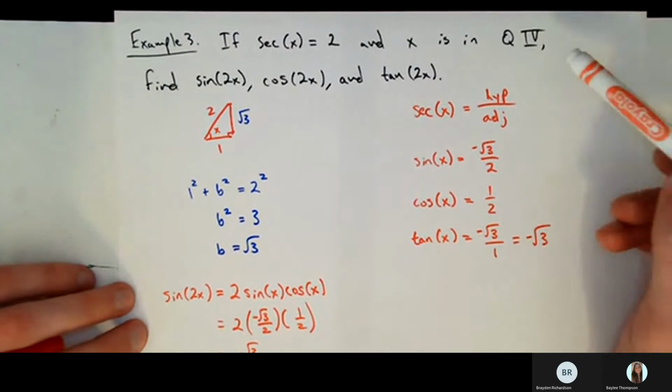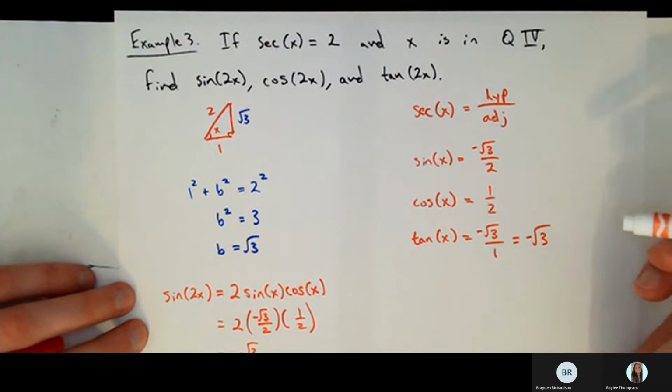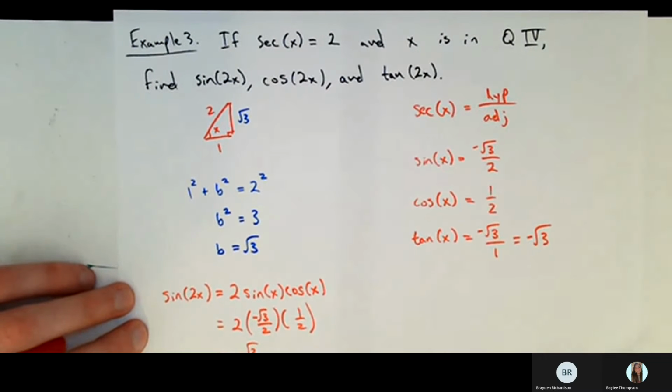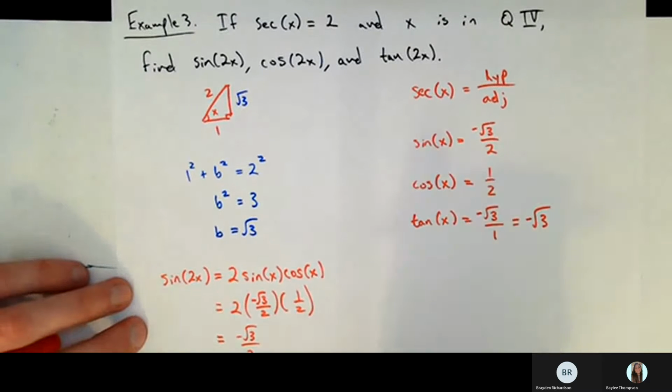This is either a pi on 6 or pi on 3 angle in quadrant 4, and if you double it, you'll get another pi on 6 or pi on 3 angle. Okay.